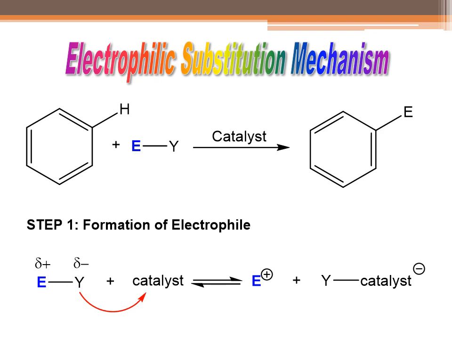So what is step 1? The formation of electrophile. EY means that electrophilic site is the one that is electropositive, and Y is the electronegative. It is going to be bonded with catalyst, Y catalyst, like this, and it will be left with E plus, an electrophile, free to be attached to benzene ring.